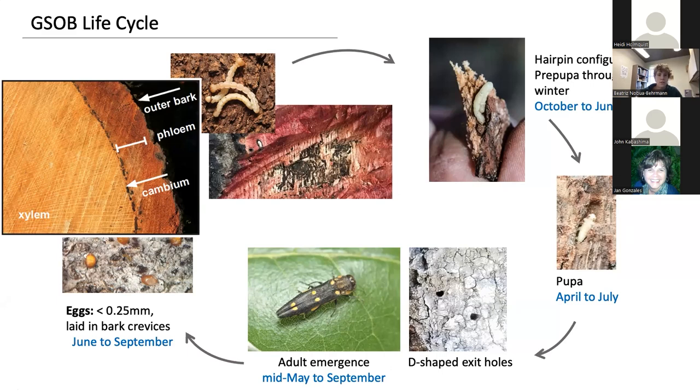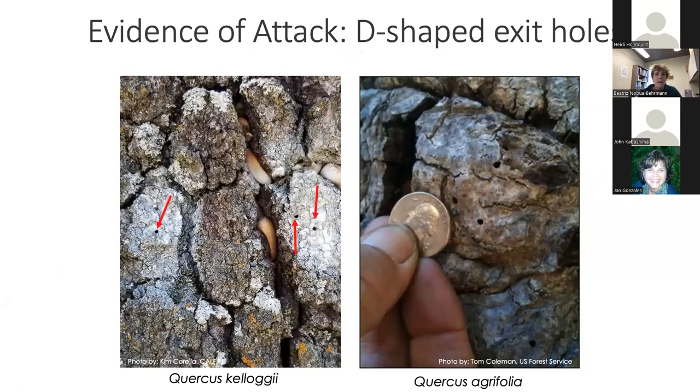And so when we want to see if our trees are infested or not, the main evidence of attack are those D-shaped exit holes. These exit holes happen once the beetle has left the tree, but really the entry holes are basically not visible. And so one of the main things that we have to know if that tree has GSOB is to find those D-shaped exit holes. And we know that if we see some exit holes, there's likely more larvae developing under that bark.